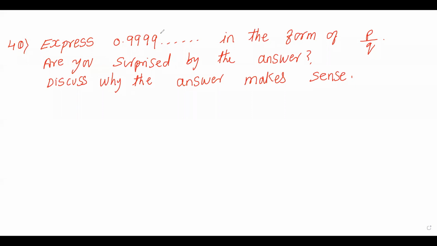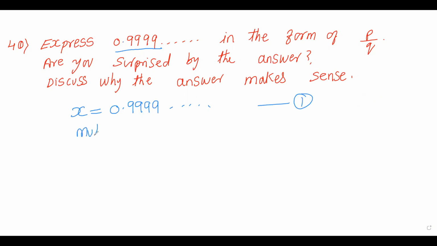Fourth question, he is asking us to change this into P by Q form. First of all, whatever is given in the question will be x. So here 9 is repeating. It is actually 0.9 bar, no? 9 is repeating. So 10 should be multiplied on both sides. This is your equation 1.